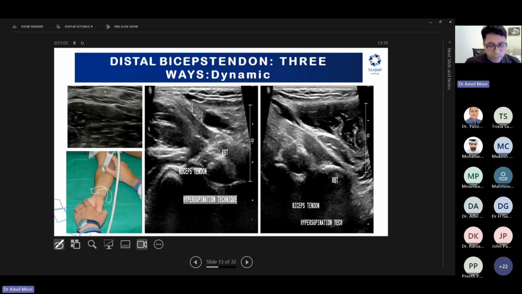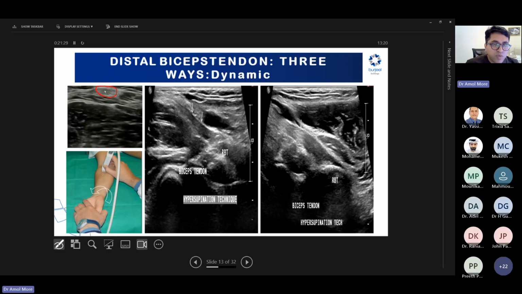Next important structure which we assess in the anterior elbow is our distal biceps tendon, which is commonly injured in trauma as well as in degeneration. So this is the transverse plane which we have seen in our previous images. This is your brachialis muscle bulk, and this is your cherry-like distal biceps tendon in transverse plane.